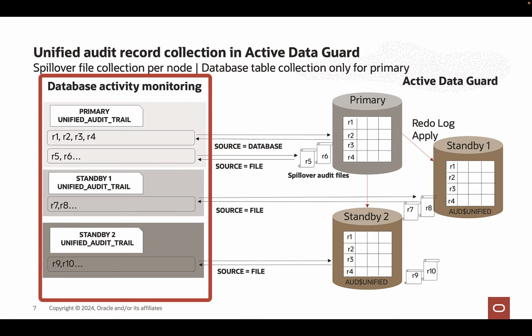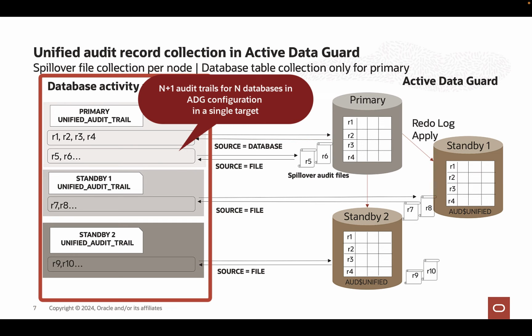There will be multiple audit trails for the single target, referring to the Unified Audit Trail view. There will be audit trails to collect from spillover bin files for each database, with the Unified Audit Trail queried by source equal to file. There will be a single audit trail to collect from the database table of the primary database, with the Unified Audit Trail queried by source equal to database. The primary database is identified by a failover connection string with a role-based database service pointing to the database with the primary role.